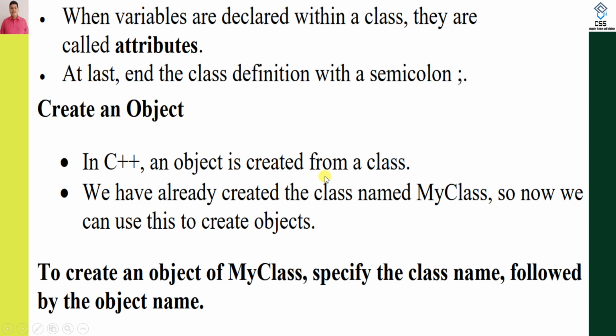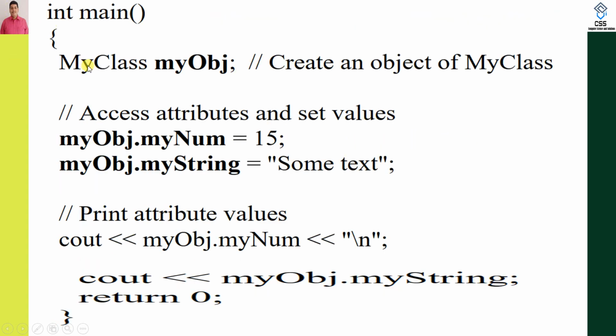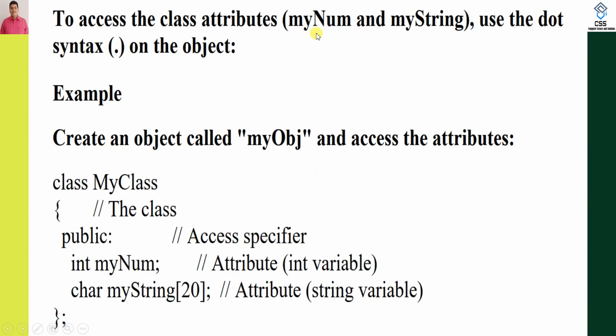How do we create the object? In C++, an object is created from the class, because if there is no class, there is no object. Here, how is the object created? See, MyClass and the name myObj. This is the object: the class name followed by the object name. To access the class attribute, we use dot. Dot is known as the membership operator. Without dot, we cannot interact with the class.